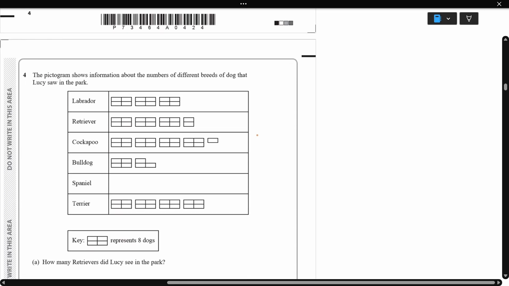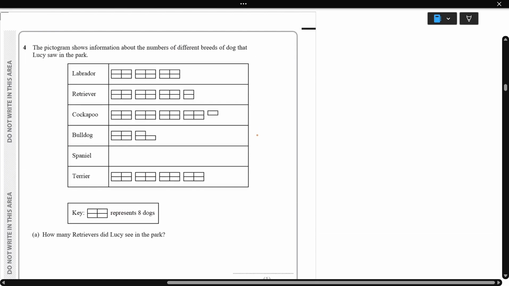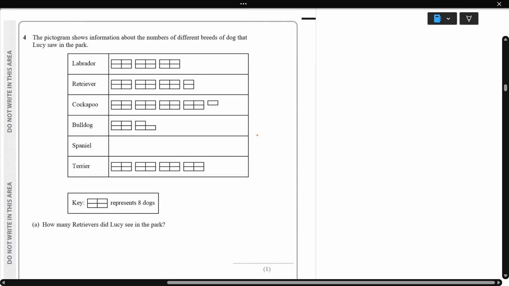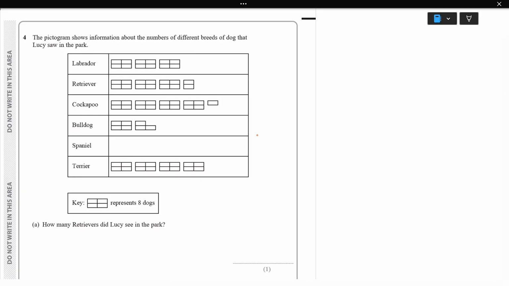Let's go for question 4. The pictogram shows the information about the numbers of different breeds of dog that Lucy saw in the park. There is a list of dogs given, the boxes are also given, and the key is given. So 4 boxes together is 8 dogs.